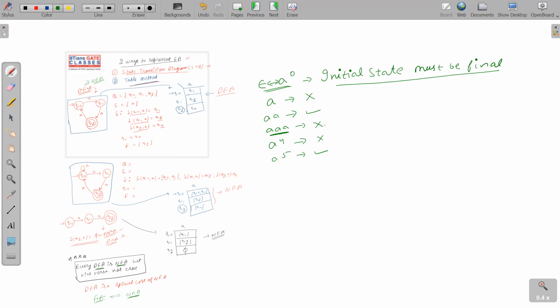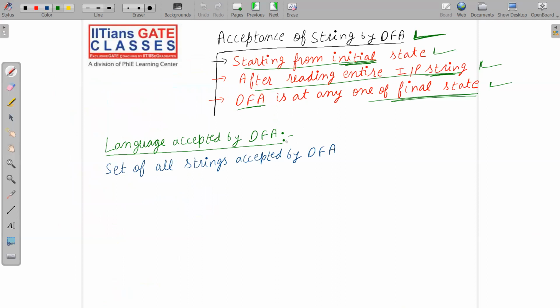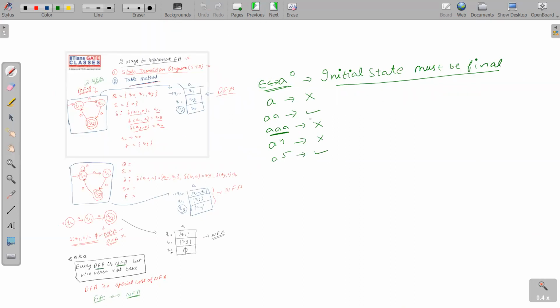Okay, so the next term is language accepted by DFA. Language accepted by DFA is the set of all strings accepted by DFA. So let me write the language. A power 2 will be accepted, then a power 5 will be accepted, then a power 8 will be accepted. Oh, sorry, a power 2 is accepted, then a power 5: 1, 2, 3, 4, 5 is accepted, then 6, 7, 8 is accepted, then 9, 10, 11 is accepted, a power 11, and so on.